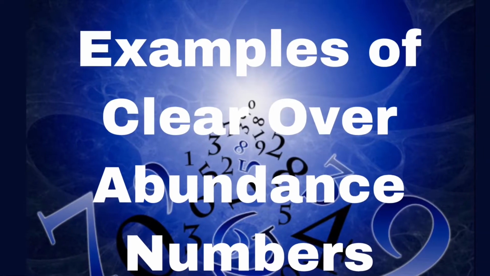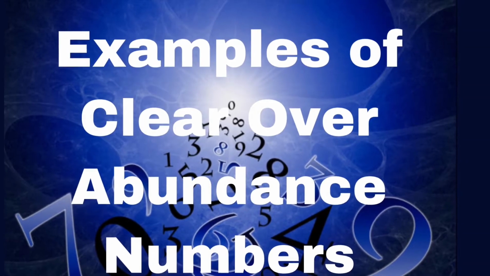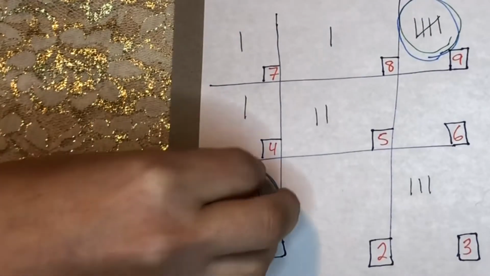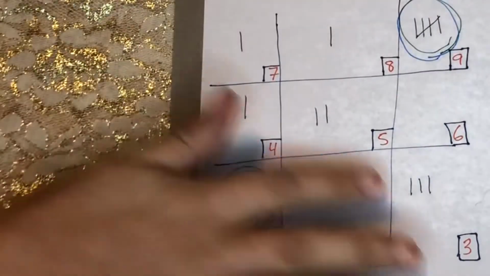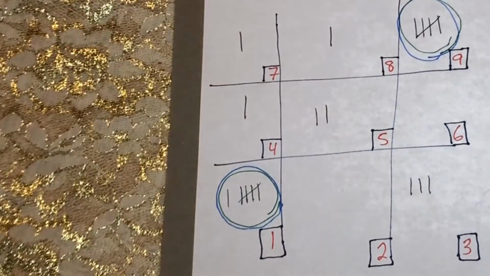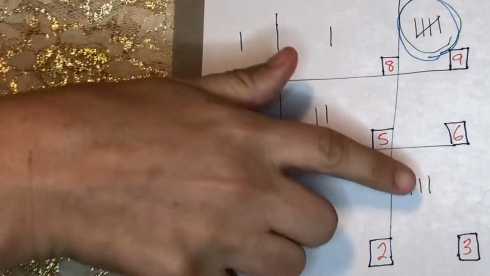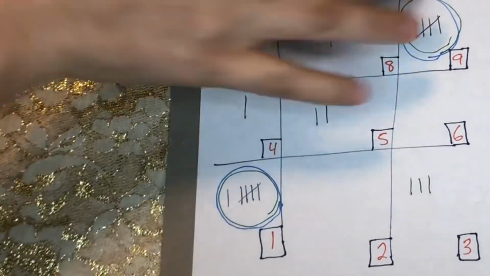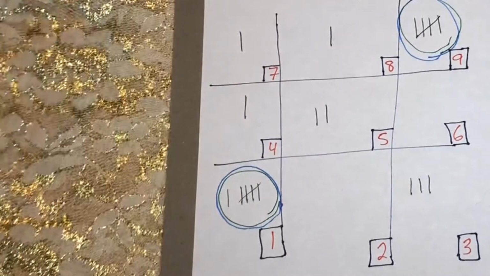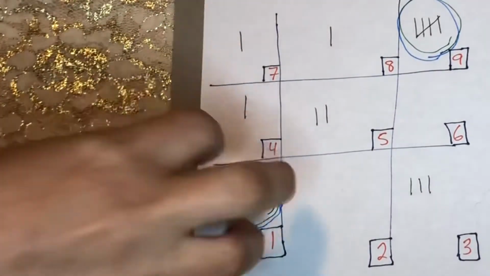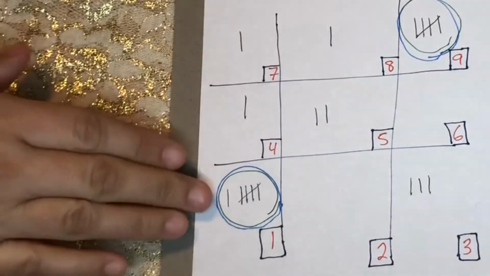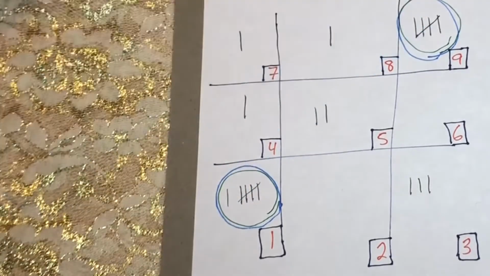Here are 2 examples of clear overabundance numbers. Because there are so many numbers in these categories compared to the other categories, our other categories are fairly low. And then we've got a lot of 1s and a lot of 9s. So these are likely overabundance because they are so strong in that area. I would read this chart as an overabundance 1 and overabundance 9.